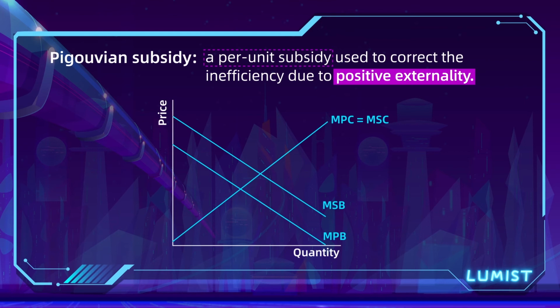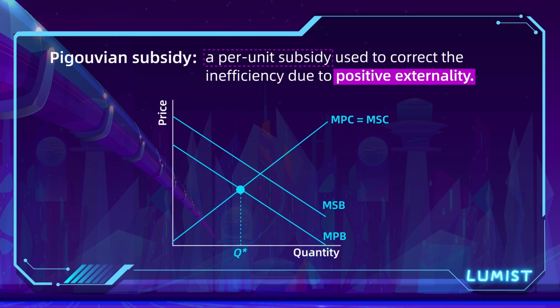The original free market equilibrium quantity is at Q star, where MPB is equal to MPC. However, this is not the efficient outcome because we can see that at Q star, the marginal social benefit exceeds the marginal social cost, which means that there are still some valuable transactions to society that haven't yet taken place. So social welfare here is not maximized and there's deadweight loss.